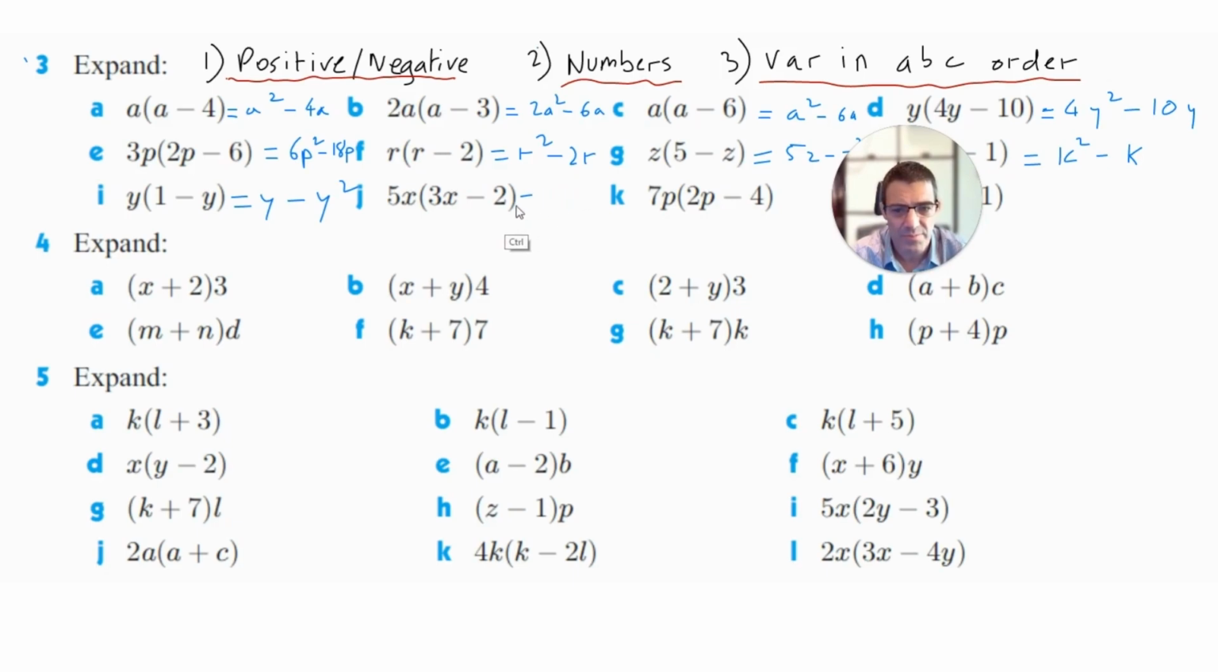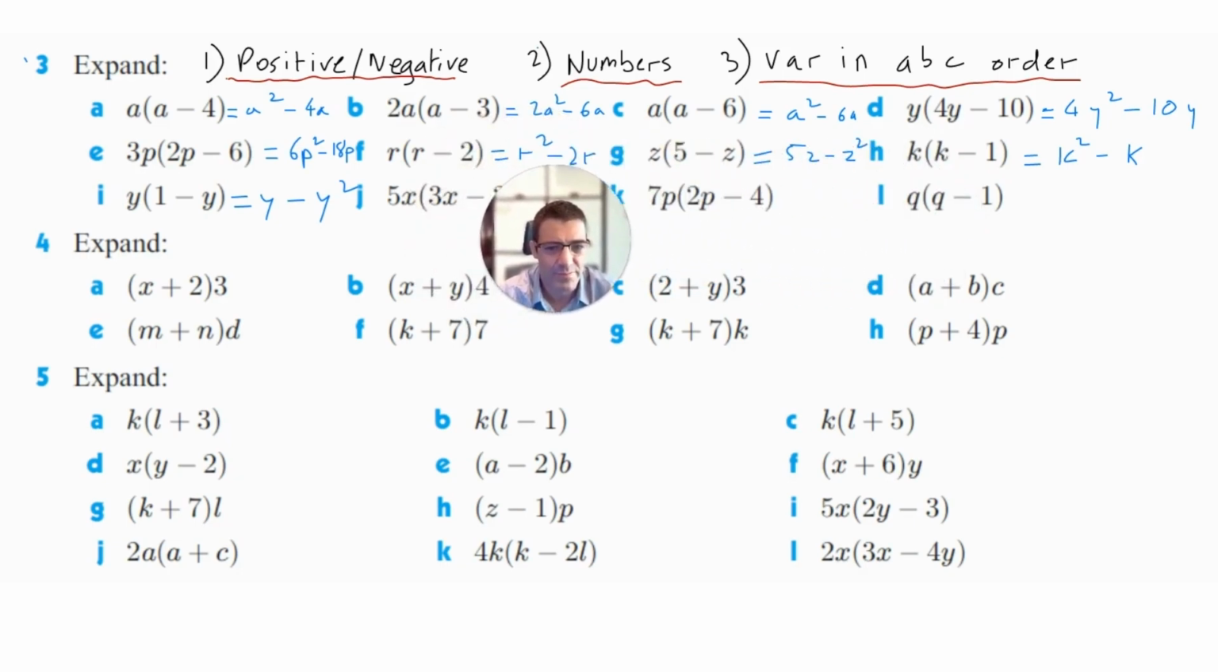So I'm going to move back a little bit. I'm not going to write the equal sign because I don't know that I have enough space. 15x squared. And then a positive times a negative is a negative, and then 2 times 5 is 10 minus 10x. Okay. Next question says 7p.